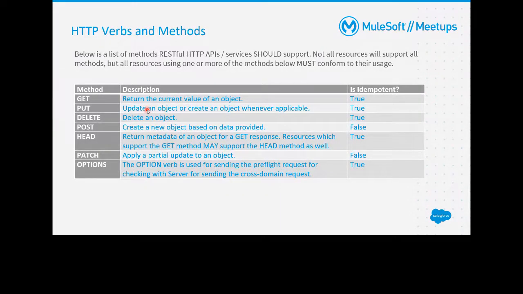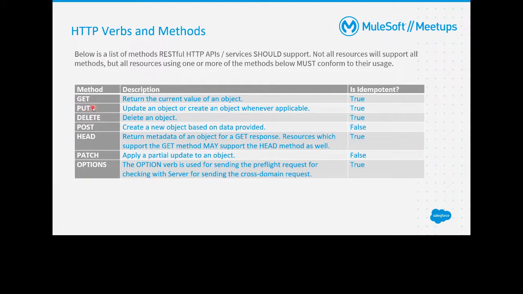Now what about the verbs and methods? Here is a list of verbs and methods that are available, and let's just go through them. So we have a GET method, which is often used, and it is able to return all the objects or the current value of an object.